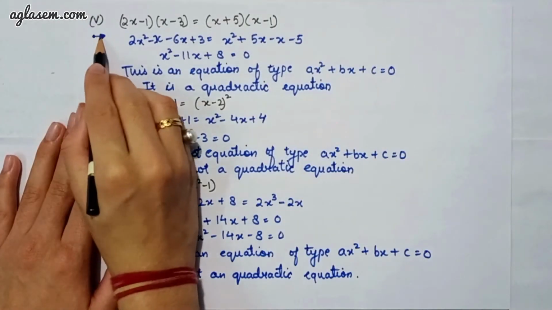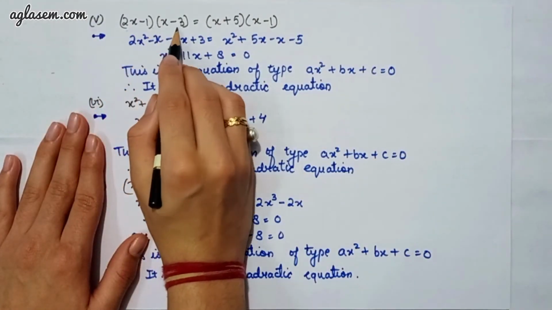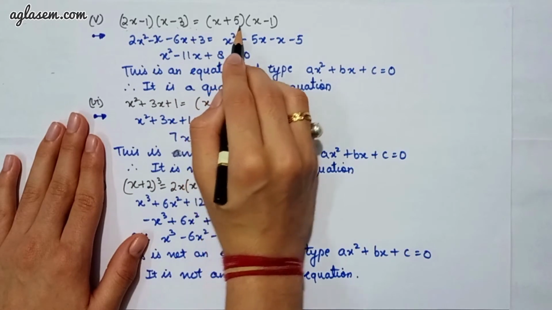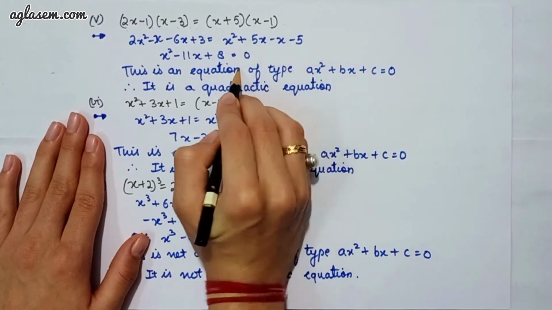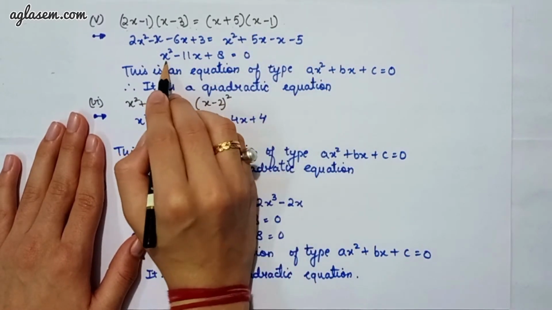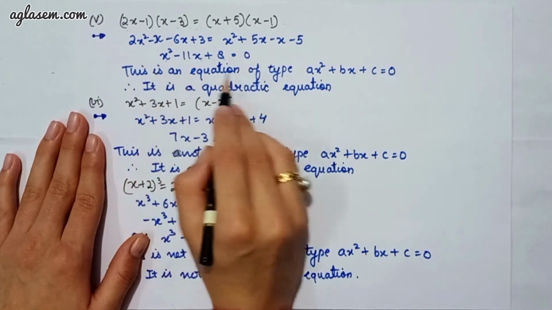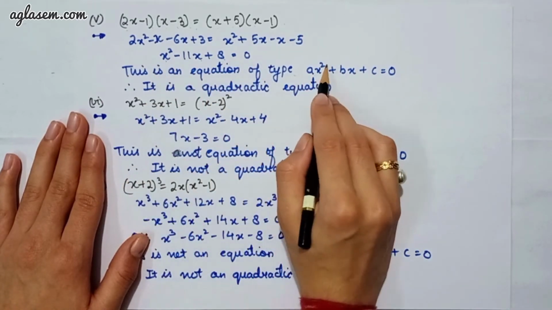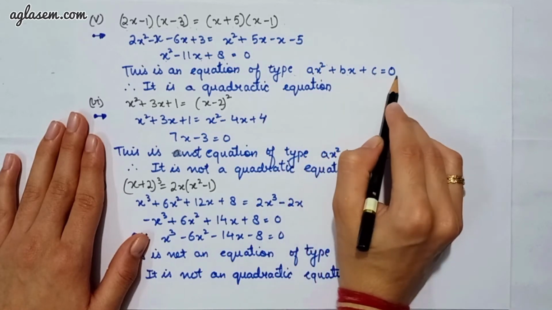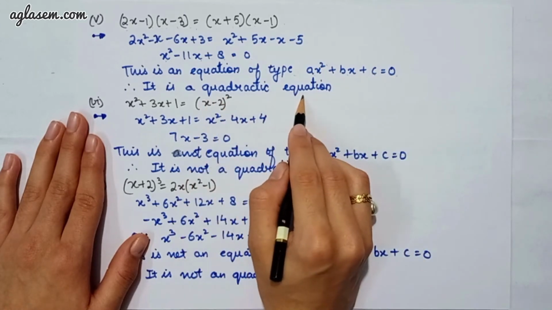The fifth part says (2x minus 1)(x minus 3) is equal to (x plus 5)(x minus 1). Again solving it by the same method, we will get an equation, that is x square minus 11x plus 8 is equal to 0. So this is an equation of type ax square plus bx plus c is equal to 0. So this is a quadratic equation.